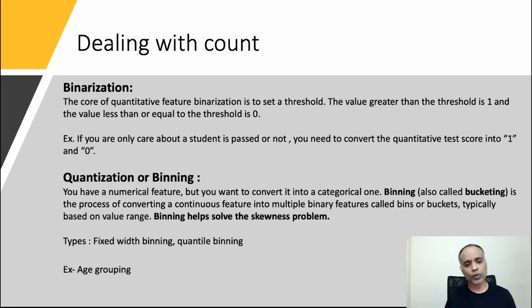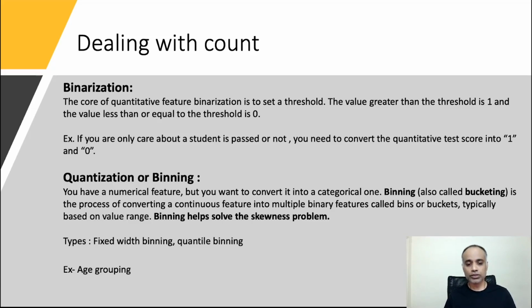Another technique is called quantization or binning, and binning is nothing but bucketing. We mostly use it for age grouping. I don't need all the ages, so I can divide the ages into different buckets, like from 1 to 20 in one bucket, and from 21 to 40 in a different bucket. So I assign different buckets to different age ranges. This can be done dynamically, like quantile binning, or with fixed width binning.